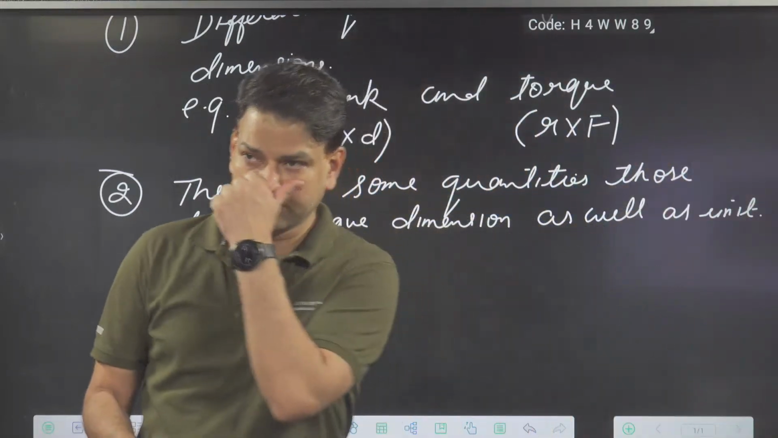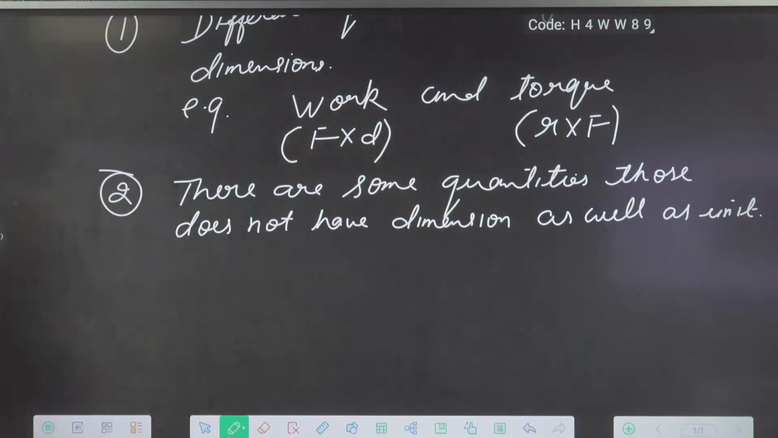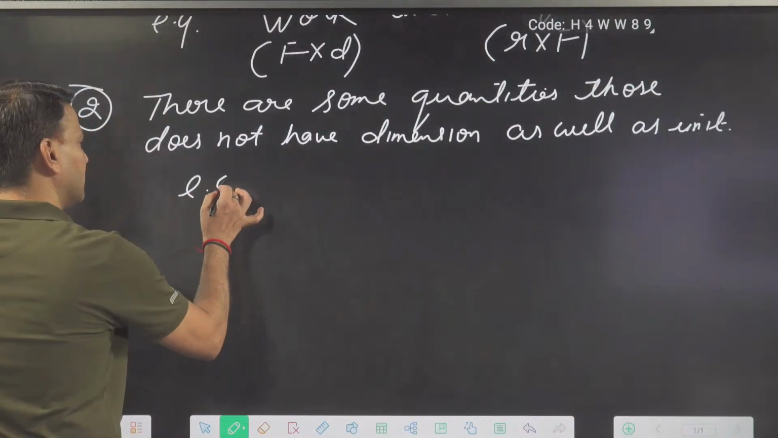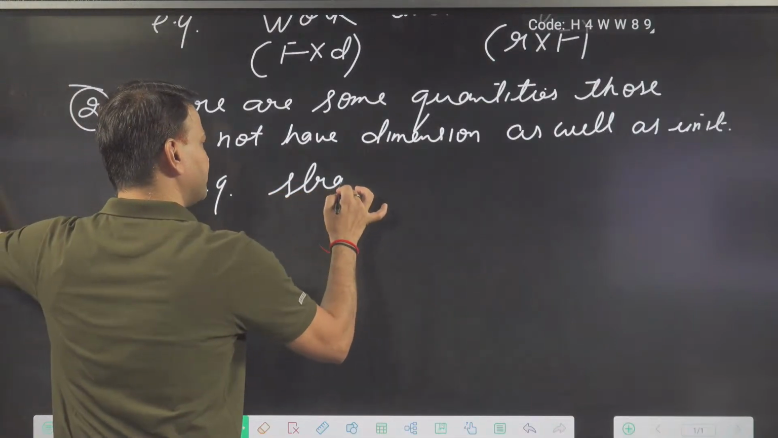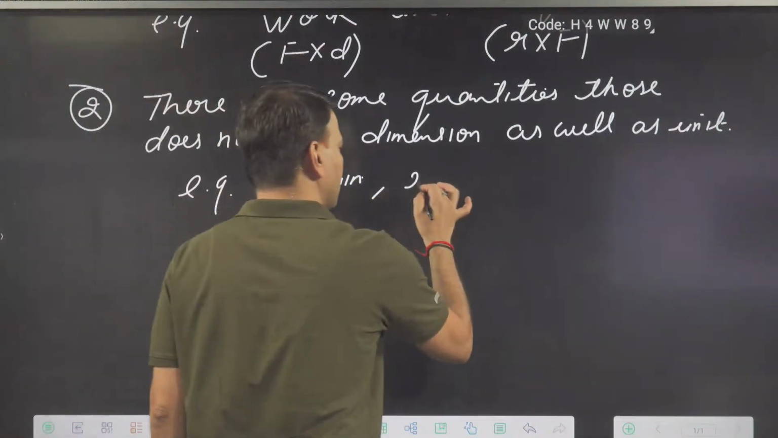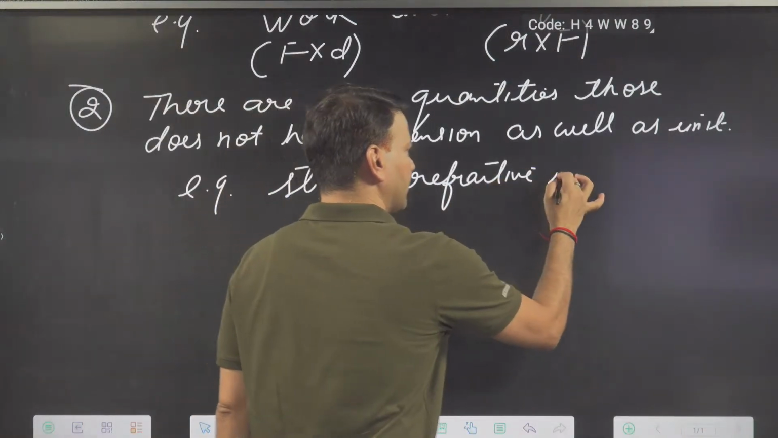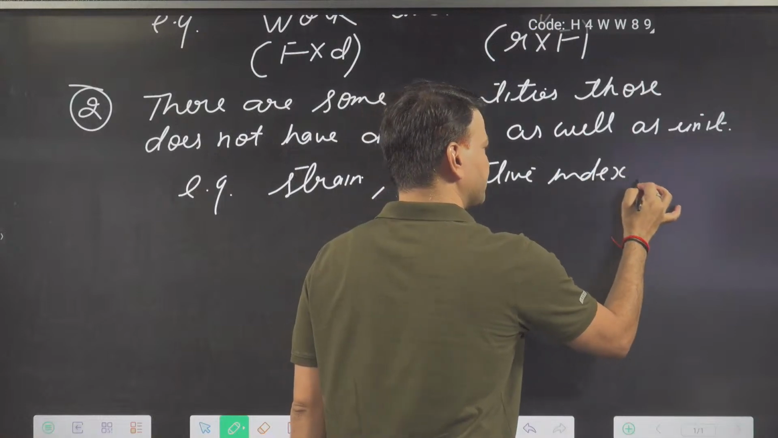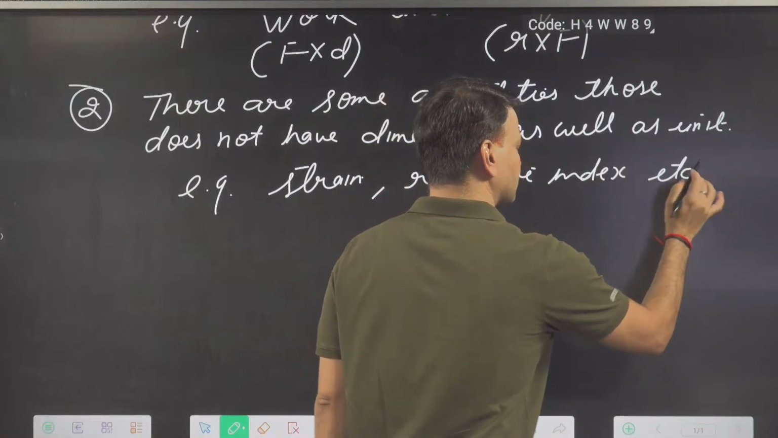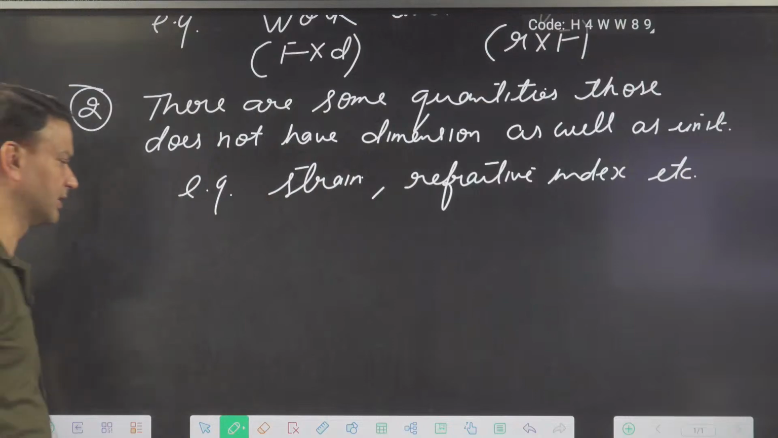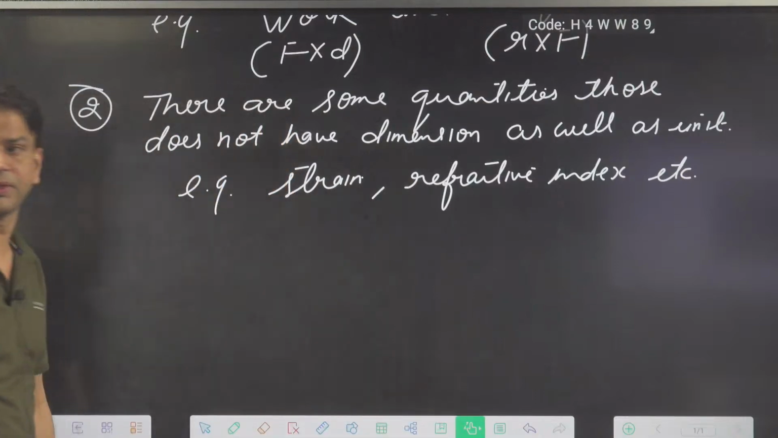Relative density also we can say. So there are so many quantities that do not have unit as well as dimension, like strain, refractive index. Specific gravity or relative density is also one example.